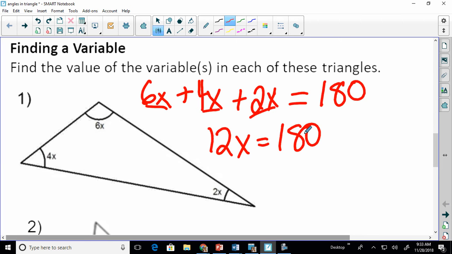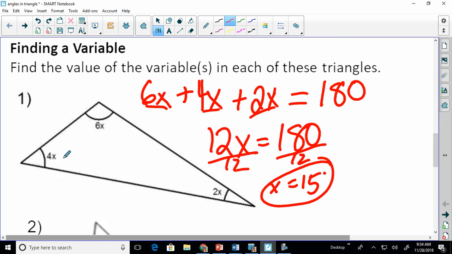Solve it. This is just a one step. Get rid of that 12, so we've got to divide by 12. So 180 divided by 12 would give me 15. So x is equal to 15 degrees. Now remember, if it asks you to actually find the angles, you have to plug in 15. So over here, you would do 4 times 15. Here, you would do 6 times 15. Here, you would do 2 times 15. So if it ever asks you to actually find the angles, you have to plug that back in for x.